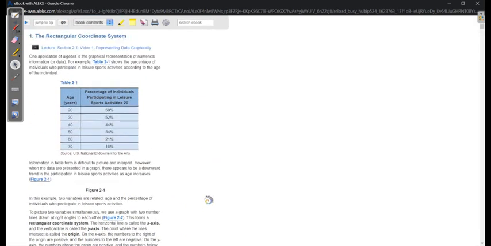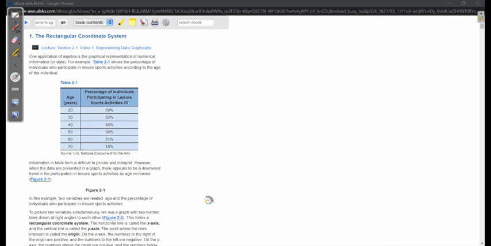All right, so let's read this from the top. One application of algebra is the graphical representation of numerical information or data. For example, Table 2.1 shows the percentage of individuals who participate in leisure sports activities according to the age of the individual. Right? It's just a table. Nothing too much, right? It's just information or data.